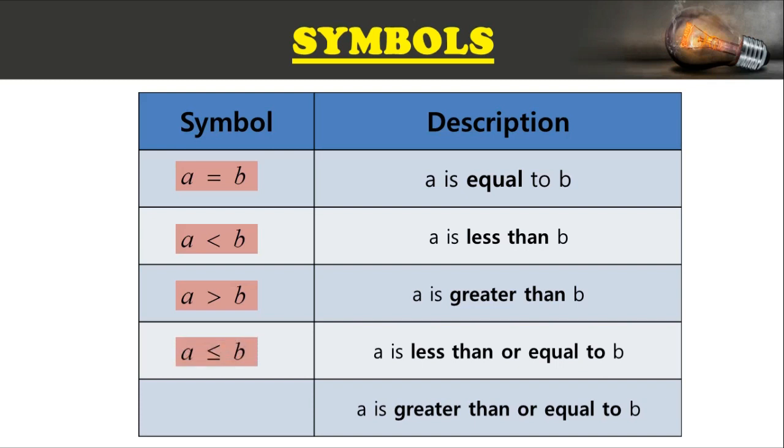The next one is A is less than or equal to B. Sama juga, dia less than tapi dia ada equal. Maksudnya dia include, dia termasuk sekali dengan B. And the next one is A is greater than or equal to B. Lebih besar dan sama dengan B. Okay, so this is the symbol.